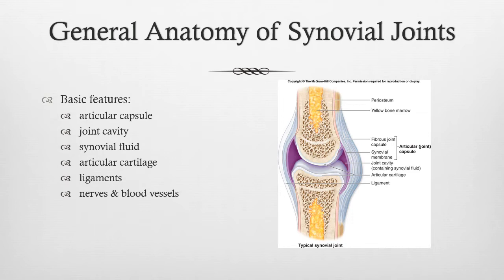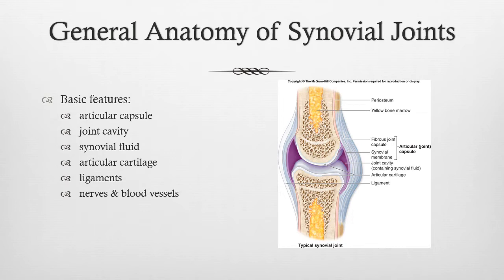With synovial joints, there's a lot more to them in terms of the structures involved. When we look at a synovial joint, we have a capsule that surrounds the joint, and that capsule holds all the structures inside it. There's a cavity inside there, this purple area, and that cavity is then filled with synovial fluid. There's a lubricating factor to the inside of that joint, which is the synovial fluid itself.